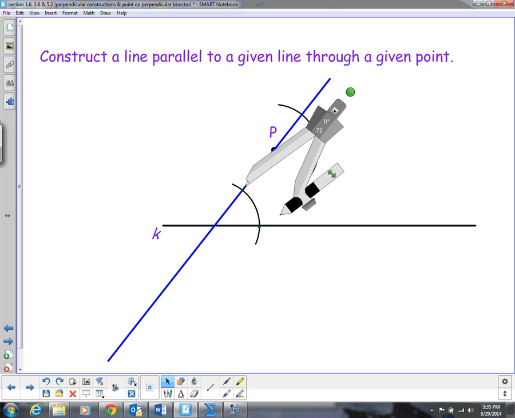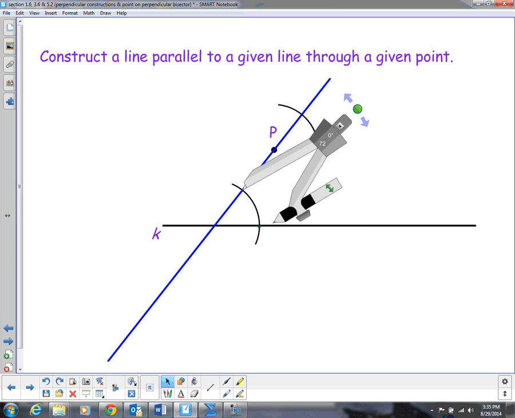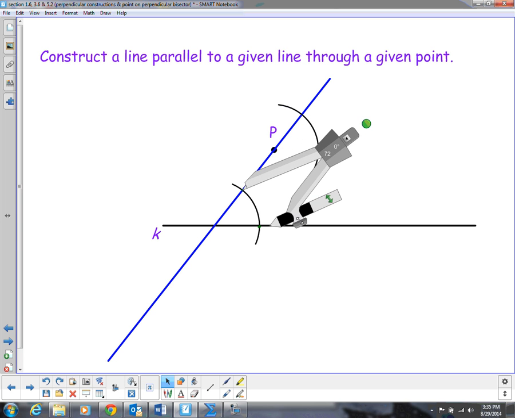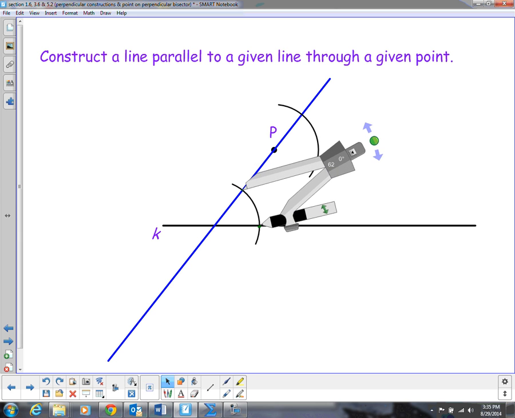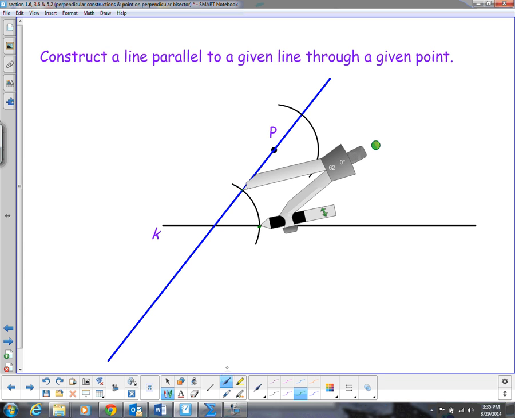I'm going to slide down here, put my compass point there, and this is where the smart board's hard. This is why I wish I had my compass. So you want to make sure that this pencil point is on that point of intersection. Now look where the compass point is. It is on this arc right there, that point of intersection. So you're going to move it up here to this point of intersection.